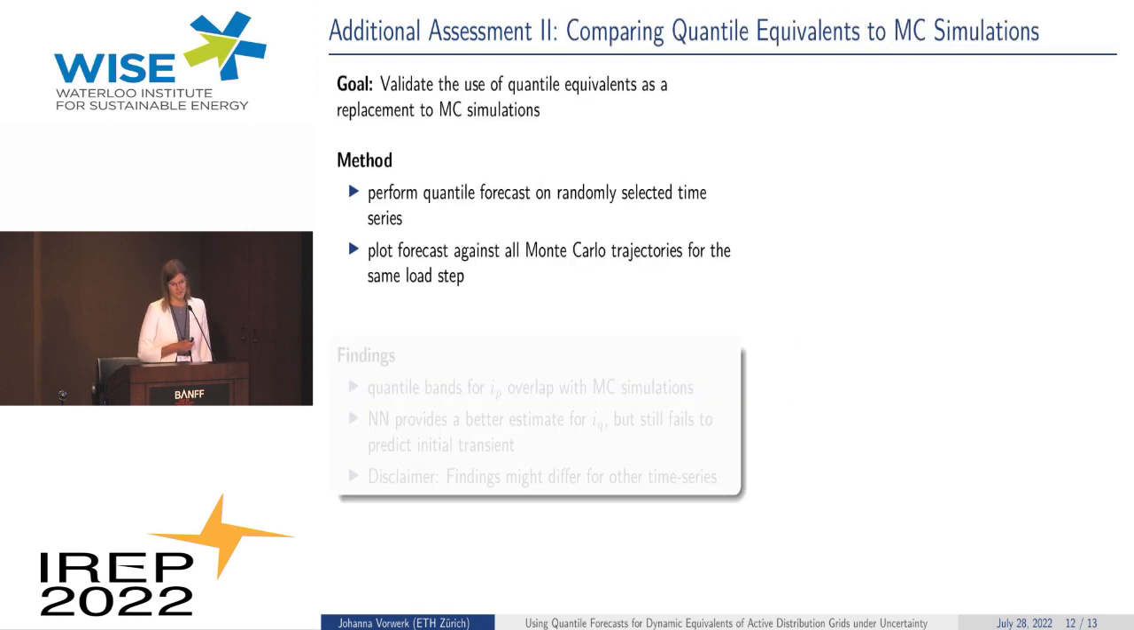Then the second additional assessment that we did, because again, we would like to place these then in actual transmission grid studies, was that we wanted to look at how well our intervals now overlap with our Monte Carlo simulations. So this was just one qualitative assessment. We have taken one random series, did the forecast, and plotted that against all the trajectories, and that's what you can see here.